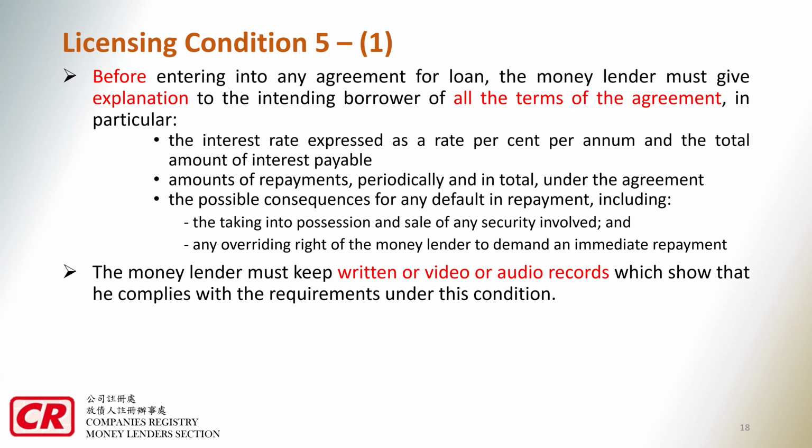According to Licensing Condition 5, before entering into any agreement for loan, the moneylender must give explanation to the intending borrower of all the terms of the agreement, in particular the interest rate expressed as a rate % per annum, and the total amount of interest payable, and the amount of repayments, periodically and in total under the agreement, the possible consequences of any defaults in repayment, including the taking into possession and sale of any security involved, and any overriding rights of the moneylender to demand an immediate repayment. The moneylender must keep written or video or audio records to show that he has complied with the requirements under this condition.